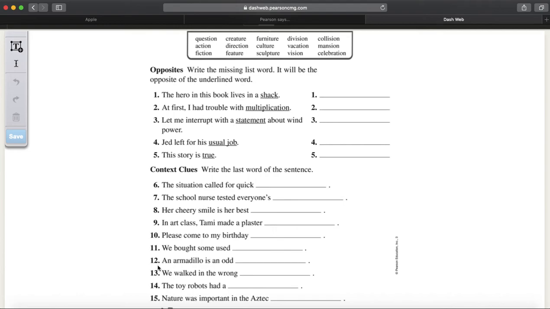Okay. Number 12. An old armadillo is a creature. Number 13. We walked in the wrong. When you go the wrong way, it's a wrong what? It's a wrong direction. So number 13 is direction. We walked in the wrong way, meaning a direction. Now number 14, the toy robots had a what?